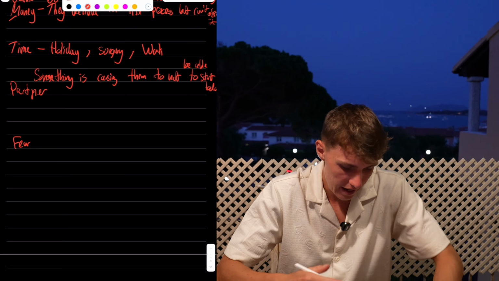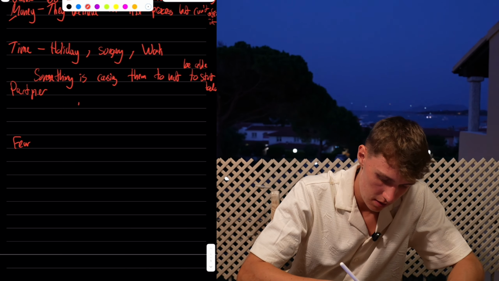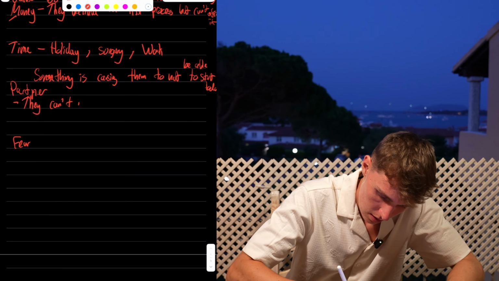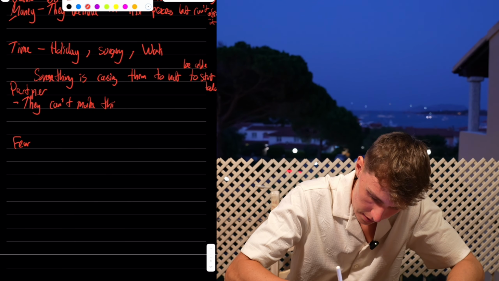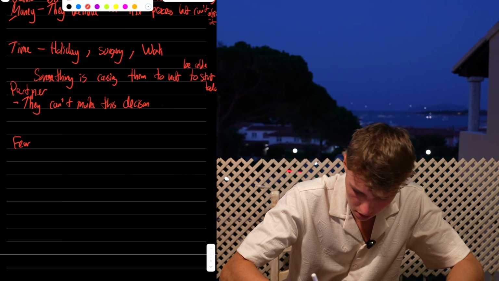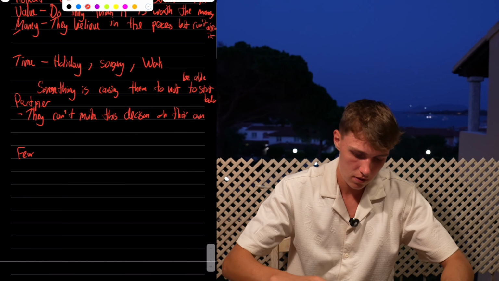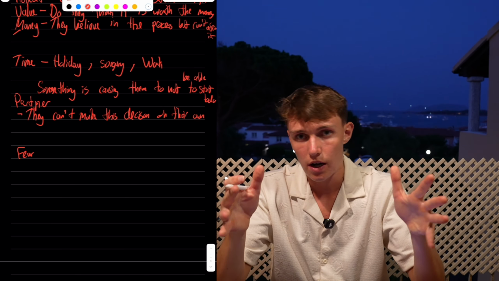Now, the other one is partner. So partner is, they can't make this decision on their own. Now, sometimes, and we're going to go through this in a different video, a partner objection can be a smokescreen or it can be real. A smokescreen means they can actually make a decision right now, but they just don't want to and they need more confidence from someone else, so they're externalizing their decision-making process because they don't have complete confidence right now. That is something we can tackle.